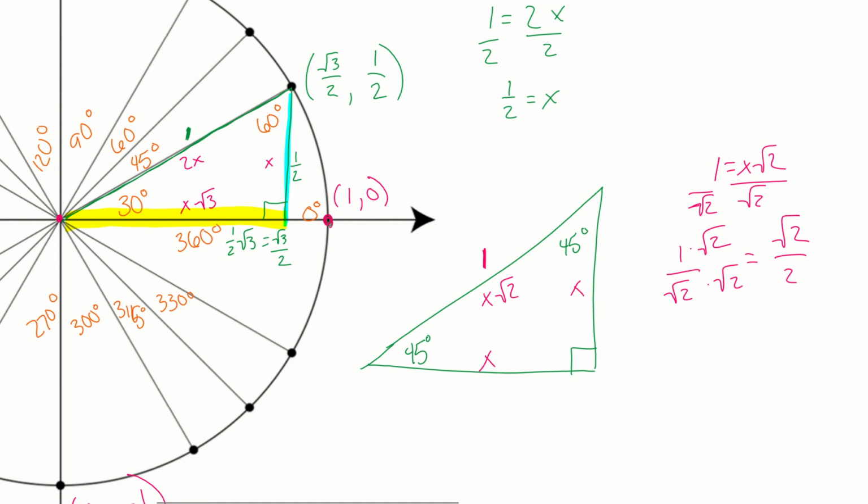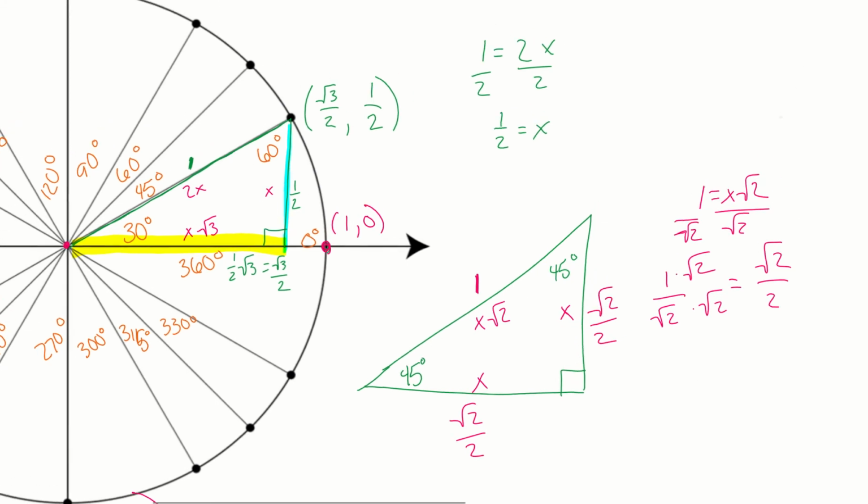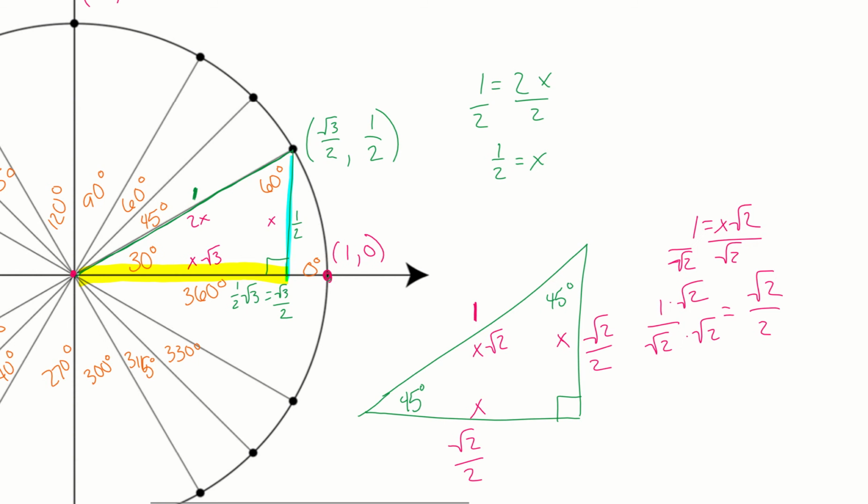So with 45, 45, 90, the two legs of the triangle are the same. So root 2 over 2, root 2 over 2. Okay, so now we know the coordinate points of the next one: root 2 over 2, comma, root 2 over 2.